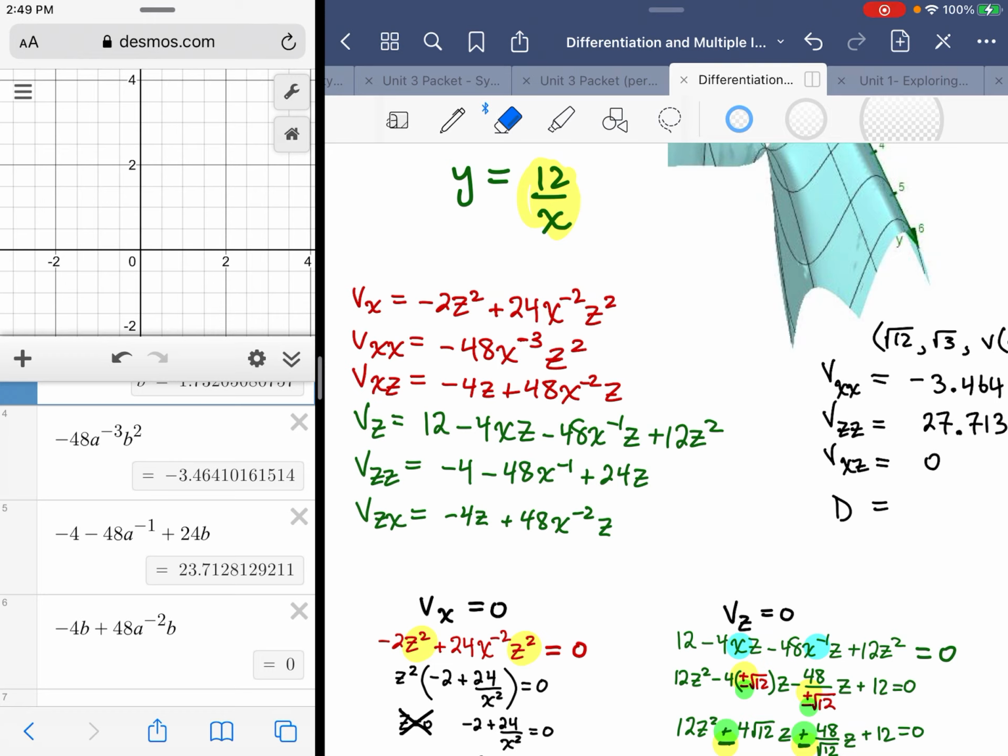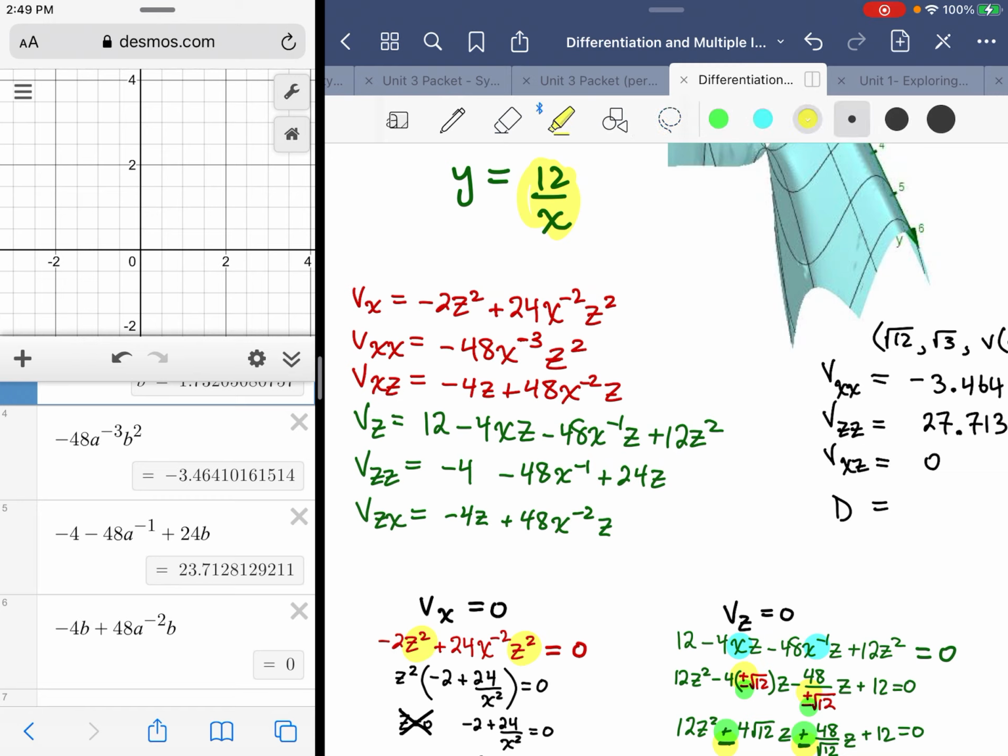Yeah, negative 3.464. It's just that second value looks a little on the big side. I'm worried that I typed something in incorrectly. There it is. My ZZ.